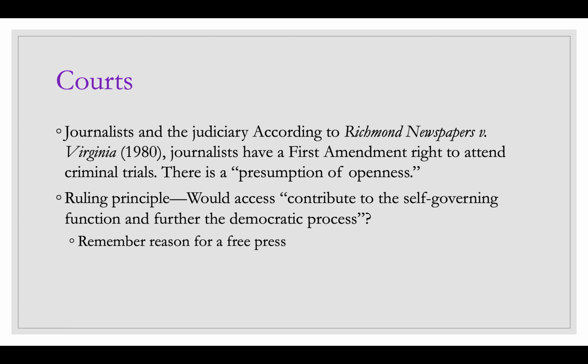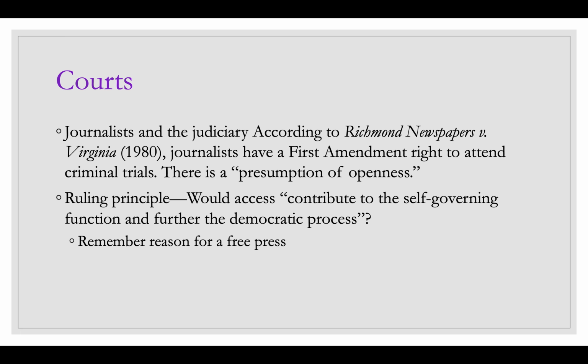So journalists and the judiciary, the relationship between them was spelled out in 1980 with the case Richmond Newspapers versus the state of Virginia, which basically showed that there is a generally presumed right to have access to a trial. So trials should only be closed to the press and the public for very special circumstances. And remember, whenever you're closing the press out, you are always closing the public out. As long as the public has access, the press has access.